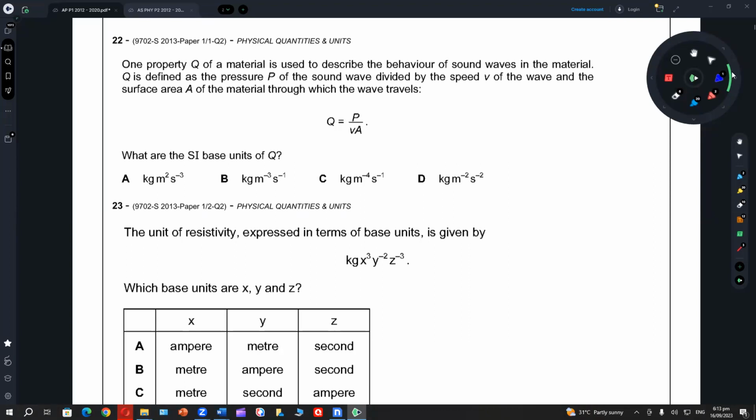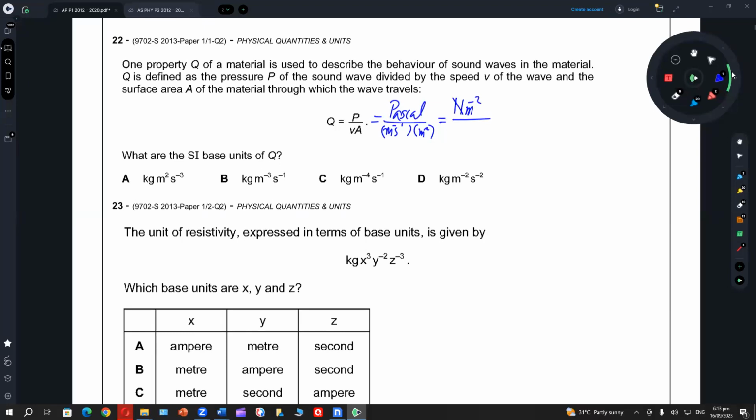Remember, P is pressure. Pressure is Pascal. So I start my working. I write Pascal here. Velocity is m s minus 1. And what is capital A? Area is meter square. Everyone has to work with me and work down the steps. Newton per meter square.